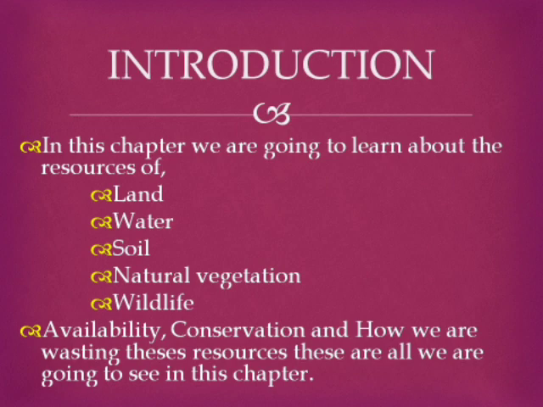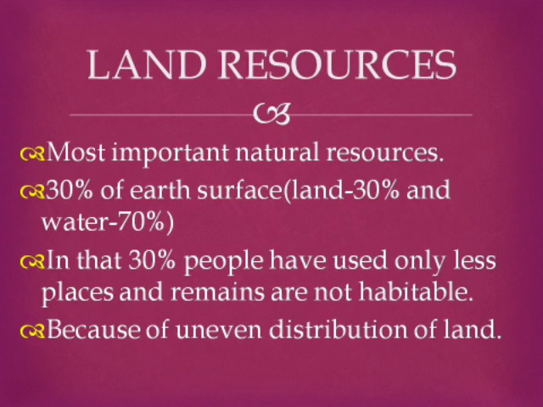The first one, land resources. This is the most important natural resource. 30% of Earth's surface is land and the remaining 70% is water. In that 30%, people have used only a few places and the remainder is not habitable because of uneven distribution of land.